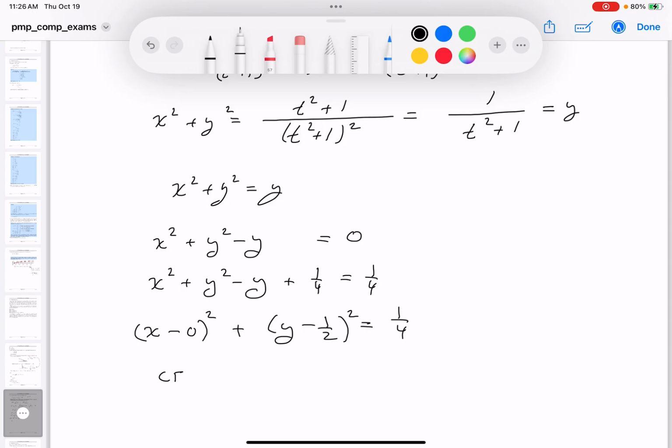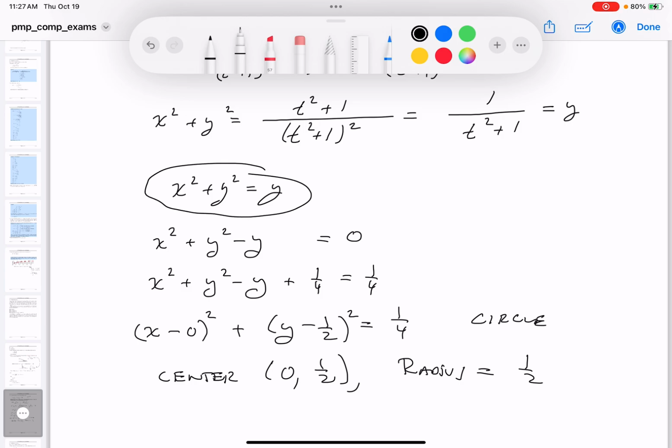So this is a circle. I probably should write that down. This is a circle. The center is going to be (0, 1/2), and the radius is going to equal 1/2. Now I want to go back to the question. I have to read it. Over here it says the curve is defined parametrically. Determine the equation relating y to x. I just did that. This is the equation that relates y to x.